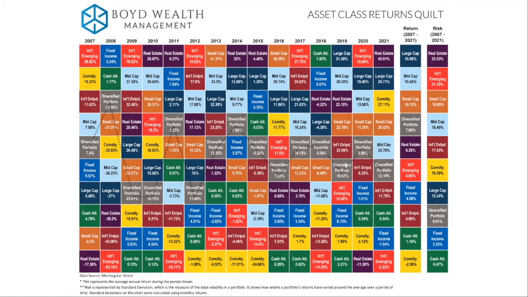Impressively, a diversified portfolio delivered a 13% return last year. That's essentially a 60% stock, 40% bond portfolio. And then over the 15-year period, the diversified portfolio delivered the 4th highest return of all the asset classes with the 3rd lowest risk. Really just demonstrating over and over again the benefits and power of diversification and asset allocation.